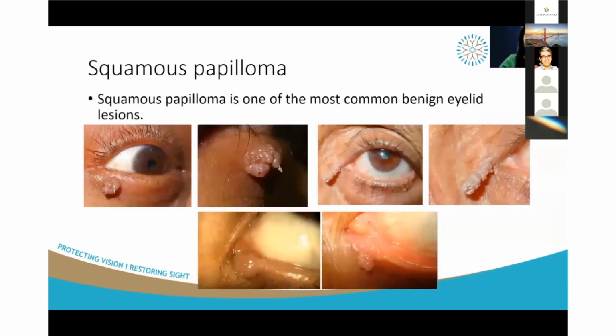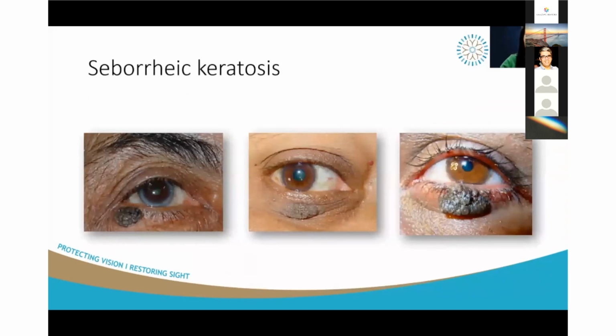Eyelid tumor. Squamous papilloma is one of the most common benign eyelid lesions. Present in middle or elderly age, may have various presentations. A rough, irregular surface with keratinoid crust formations is a common finding. Seborrheic keratosis, also called basal cell papilloma, is another common benign lesion of face, eyelids, of aging individuals. The lesions are well circumscribed, waxy, and friable, and can appear like stuck to the skin.